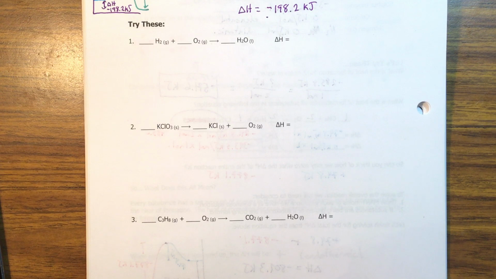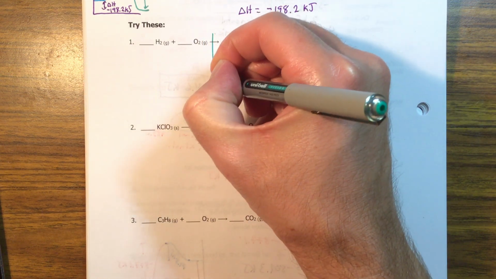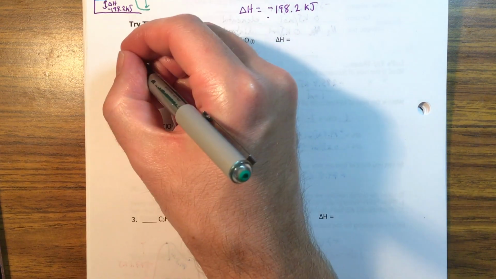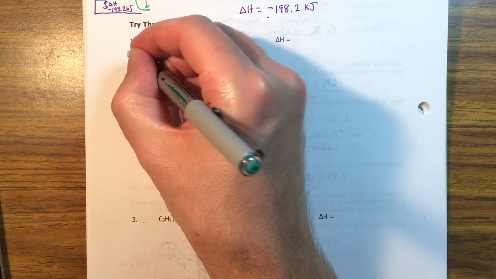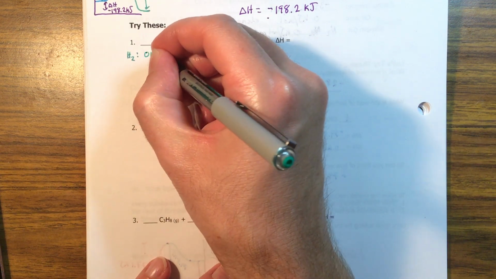H2 plus O2 gives me water. All right, so pause. All right, let's take a look at number 1. H2 plus O2 gives me water. So I build my chart here, my diagram there. Then I start with my H2. It's diatomic. Items that are diatomic have 0 kilojoules per mole.